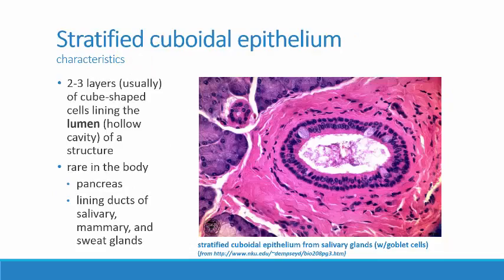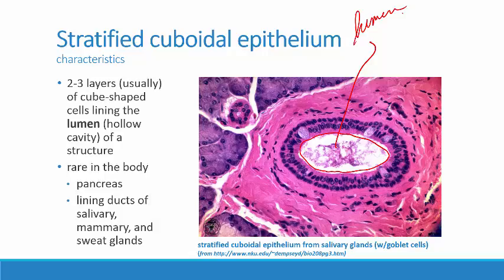Okay, so that's the stratified squamous epithelia. Stratified cuboidal epithelia are usually only 2 to 3 layers thick. That's because they don't have access to nutrients easily, and they may be found lining the lumen. Again, that's the hollow space within a cavity within a hollow organ. That area encircled is the lumen.